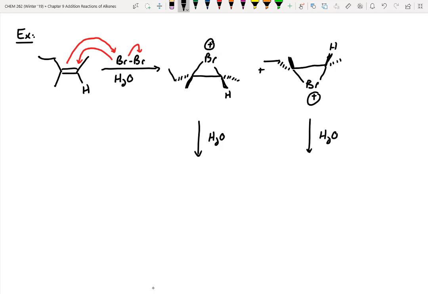And like we said, water prefers to attack the more substituted carbon. So in this one, it could attack this carbon right here, kick up our bromine. That happens, we still have this hydrogen and we still have that methyl group, but now our water is going to be anti.